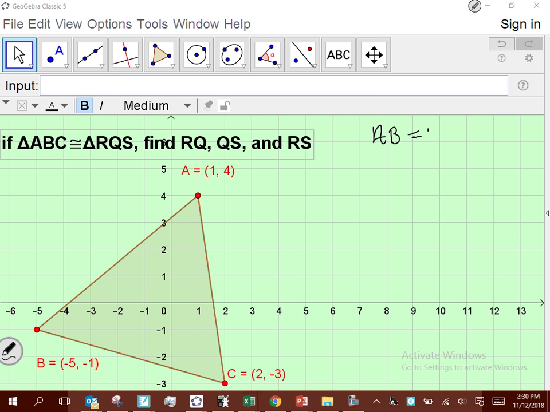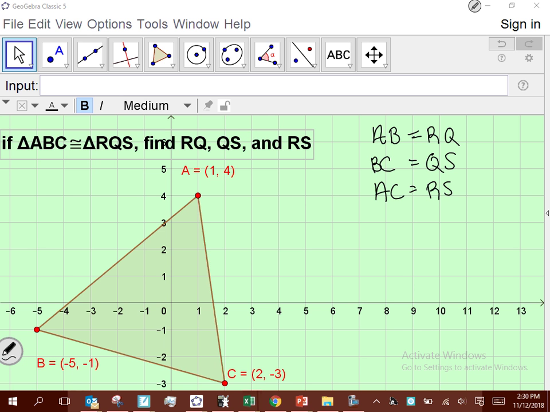RQ. So when asked to find RQ, I'm really just going to find AB and then make that link. When I look at BC, what's BC equal to? QS, and then AC is the same as RS. So if I can understand that link, that's the new geometry that we've been talking about.